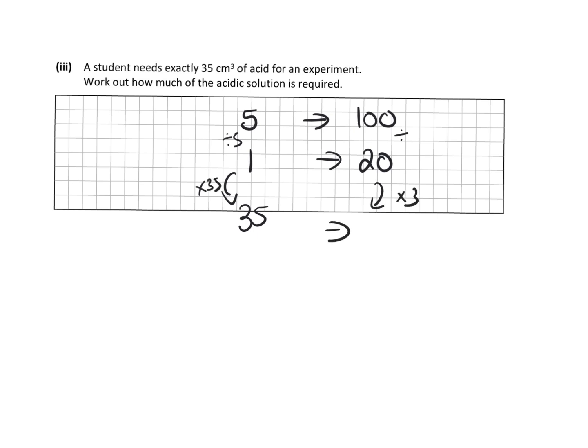And the very last question, a student needs exactly 35 centimetres cubed of acid for an experiment. Work out how much of the acidic solution is required. Okay. We know 5 is needed for 100. So let's find 1. So I'm going to divide both sides by 5. And that's going to give me, so for 1, we're going to need 20. So then to find 35, we're going to multiply it by 35. What I do to one side, I do to the other. And 20 times 35 is 700 centimetres cubed.